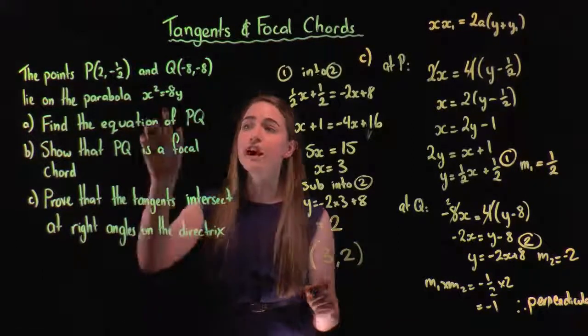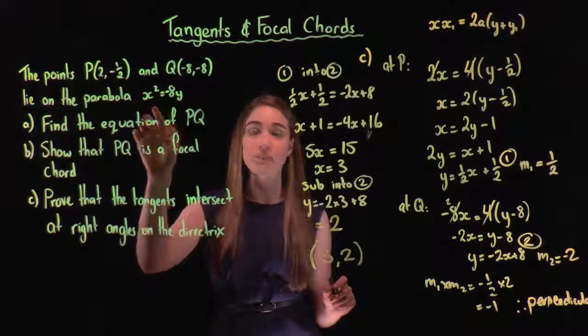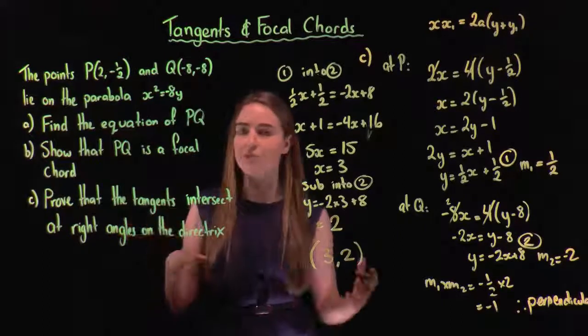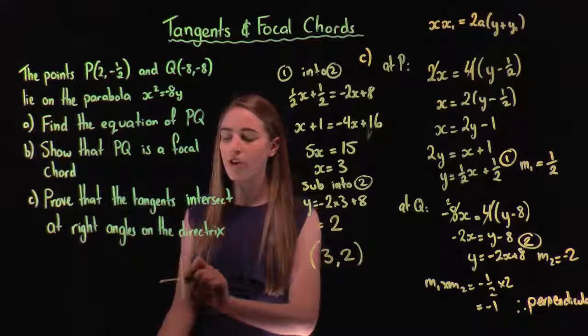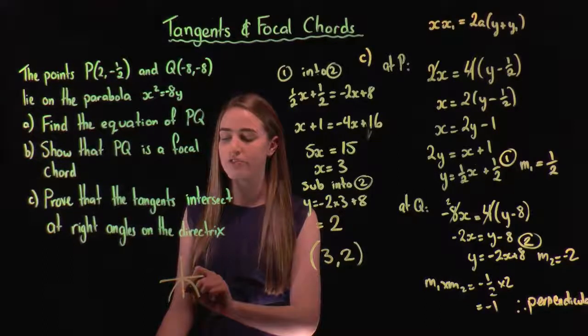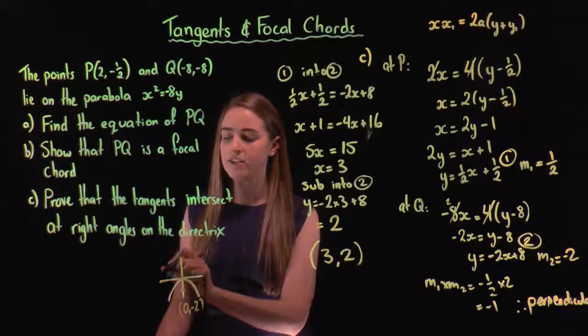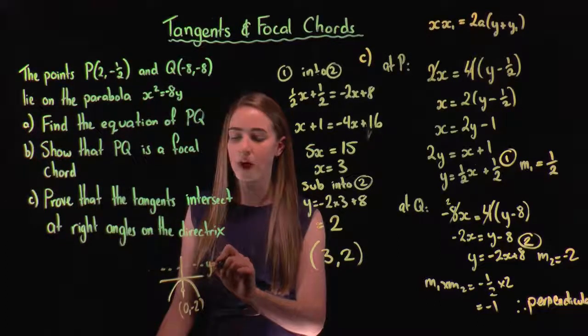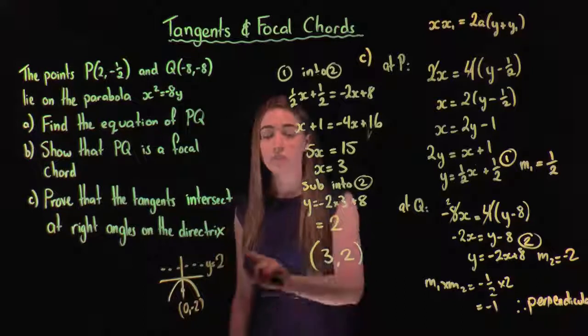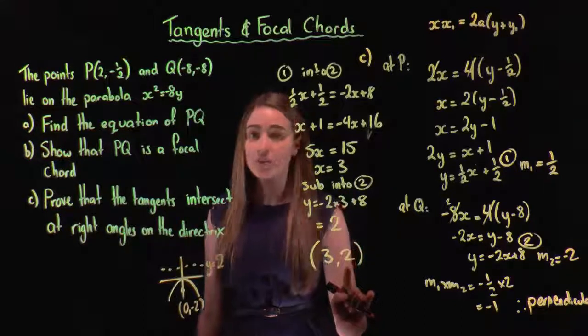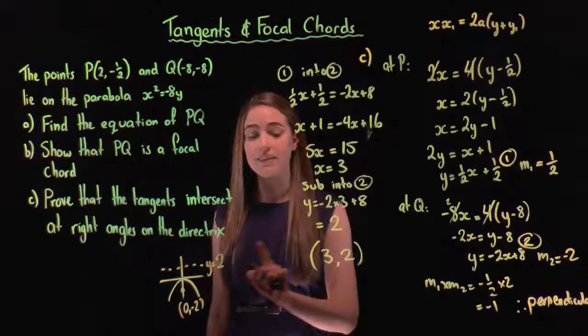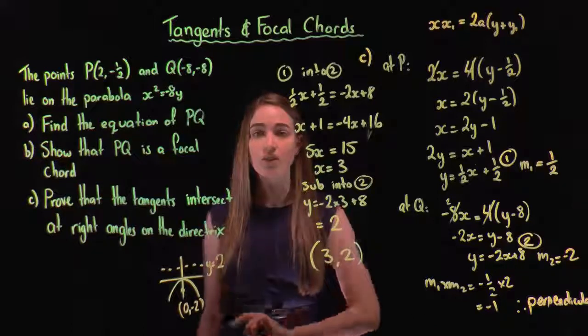Now, we already figured out that the focal length a of this was 2. We know that it's a concave down parabola, that its focus was (0, -2), and its directrix would then have to be y = 2. Because our point of intersection has a y coordinate of 2, that's proof that this point of intersection lies on the directrix.